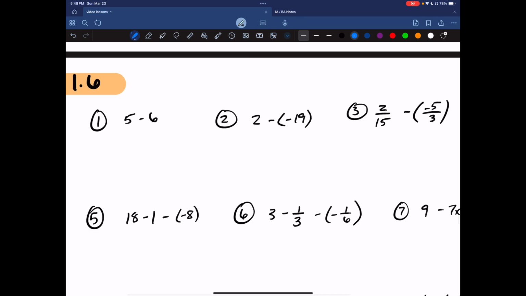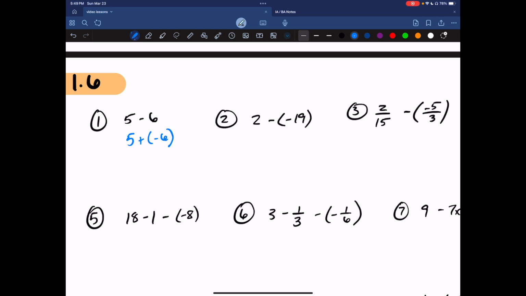5 minus 6, you can rewrite this as 5 plus -6. So adding a negative is the same thing as subtraction. Sometimes it's helpful to think of things in terms of subtraction. Sometimes it's helpful to add the negative. And it's just a mental math concept that you might find helpful.